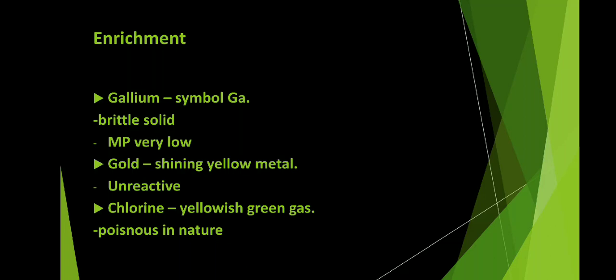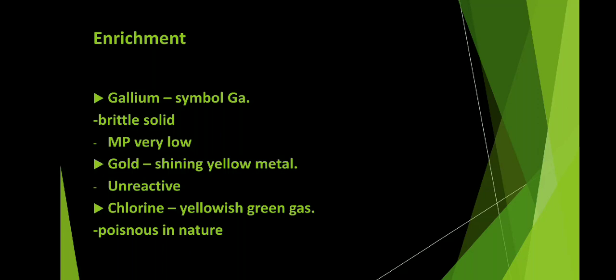Second element is gold. गोल्ड तो सबको पता है, सोना. It is a shining yellow metal. It is unreactive. ये किसी के साथ रिएक्ट नहीं करती. That is why it is very expensive and it is used for making jewelry and ornaments.